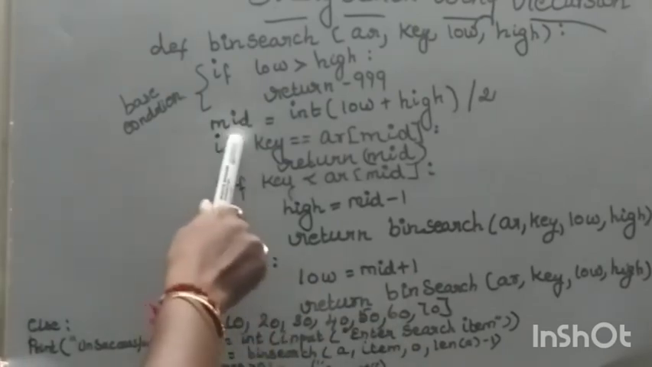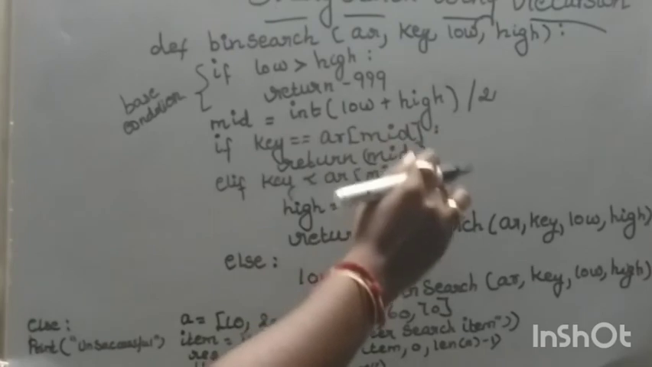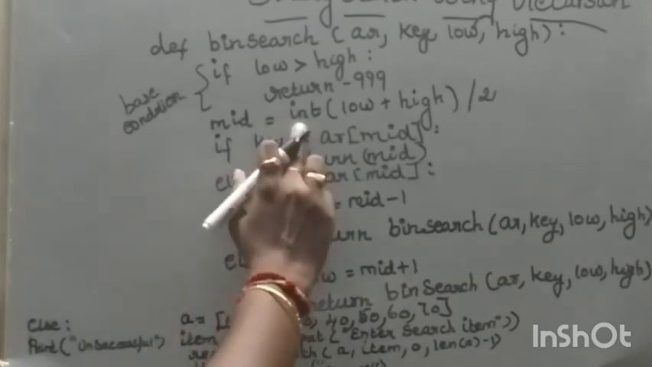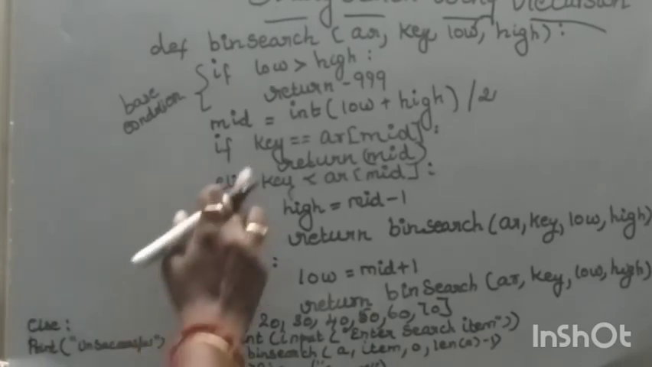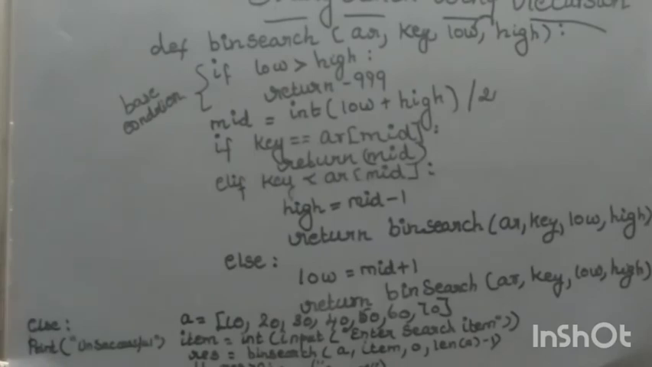First, you need to find out the mid value. How to find out the mid value? We know that it is low plus high divided by 2. When we use a division operator, sometimes it produces a fraction as a result. You have to take the integer part alone. For that, I used int here to convert the fraction part to an integer. If my key value is equal to the mid value, then you have to return that mid.